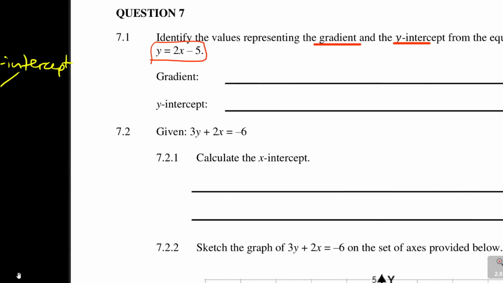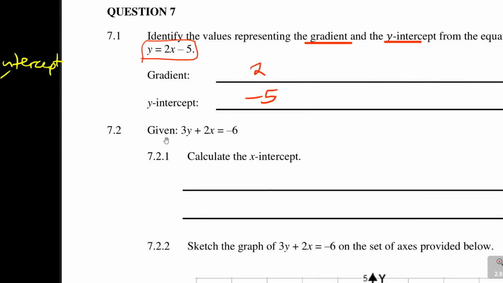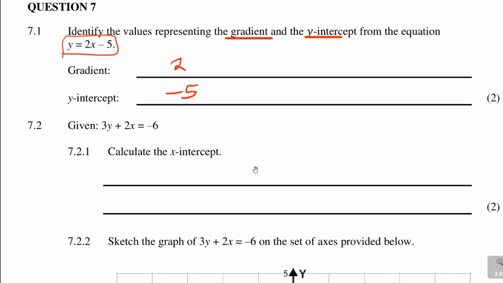2 is the gradient. So they are saying gradient is what? Oh, they already gave us the word there. So what do you do on gradient? You just write the number. So what's the gradient? It's 2. What's the intercept? Minus 5. Continue this question. Given this, calculate the x-intercept.